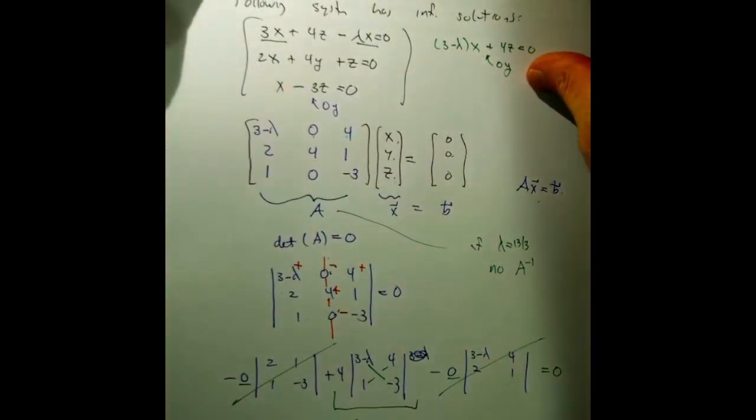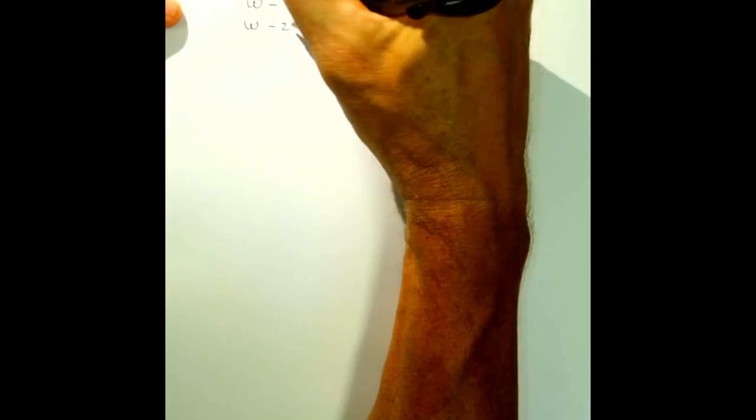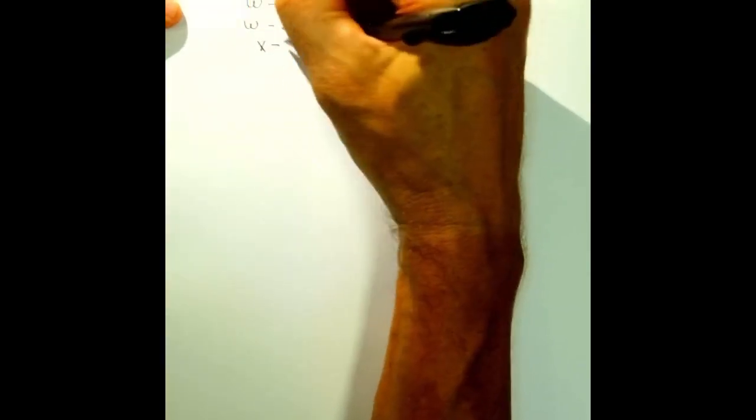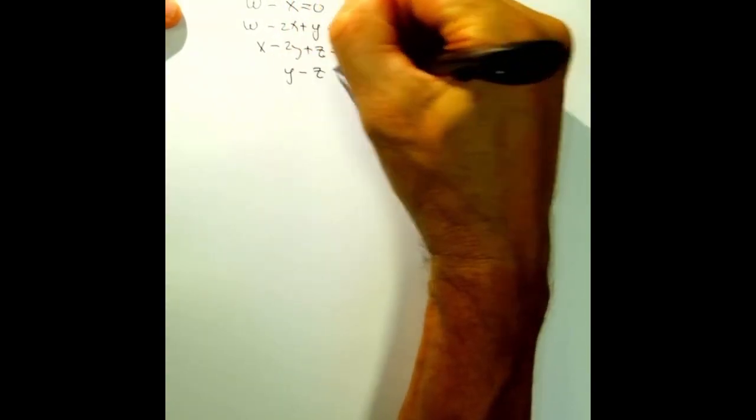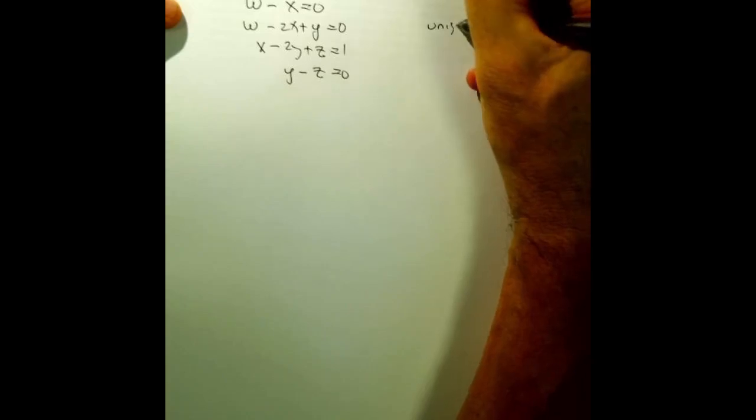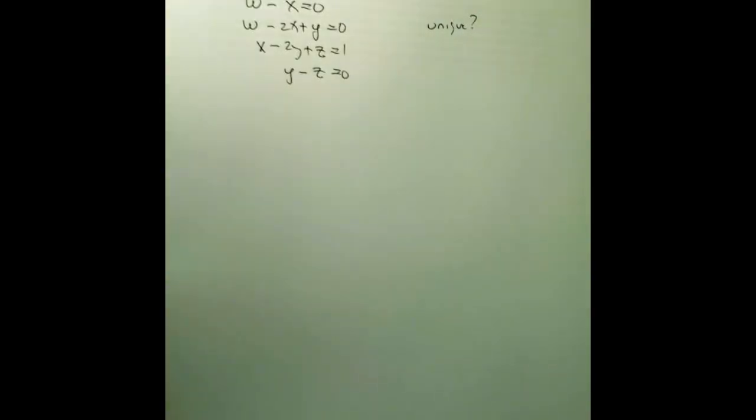Let's do another example. I can ask, is the solution to w minus x equals 0, w minus 2x plus y equals 0, x minus 2y plus z equals 1, y minus z equals 0, is it unique?